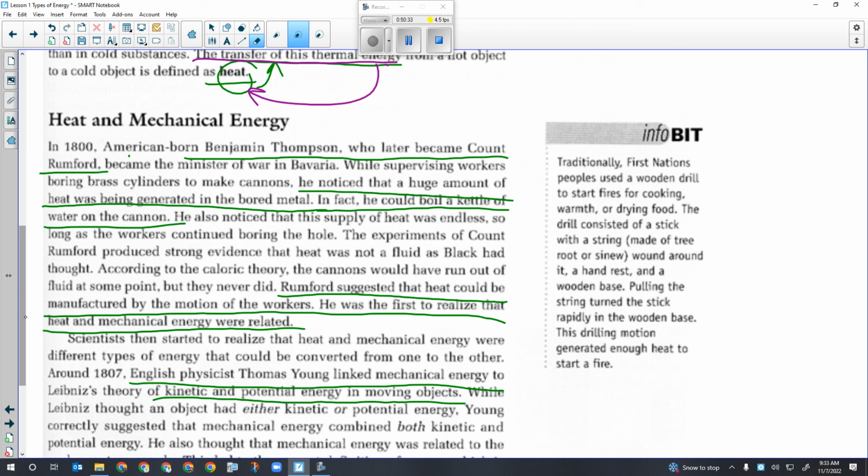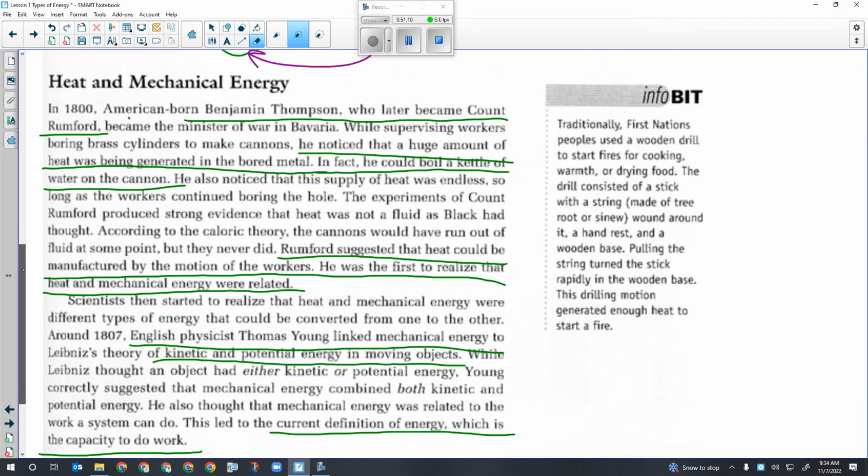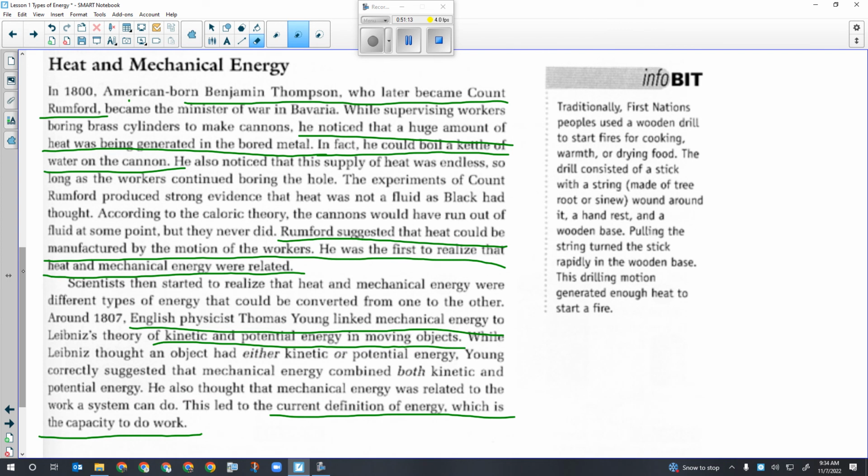Where did the heat come from for that? It came from the mechanical energy of the workers. They were turning this drill, which creates a lot of friction, because you're basically just drilling out this thing. So all that mechanical energy, all that kinetic energy that they were producing by turning the drill, was turning mechanical energy into heat, or into thermal energy, and that was being transferred to the water, and it would eventually boil. So he suggested then that thermal energy could be manufactured from mechanical energy, which of course we know is true.